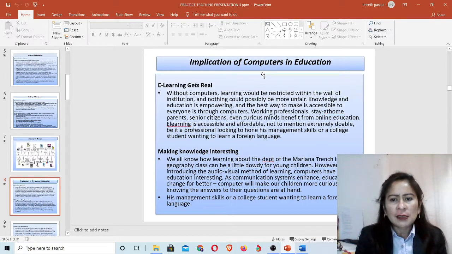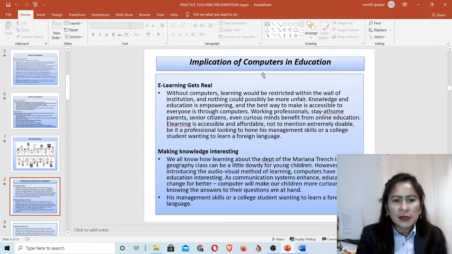Working professionals, stay-at-home parents, senior citizens, even curious minds benefit from online education. E-learning is accessible and affordable, not to mention extremely doable, be it a professional looking to hone his management skills or a college student wanting to learn a foreign language.